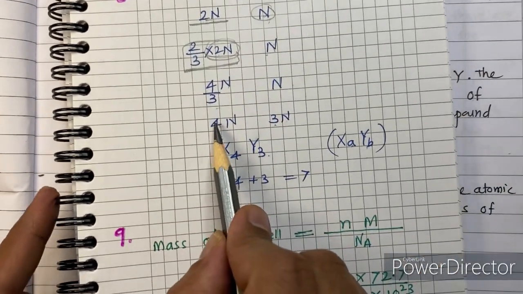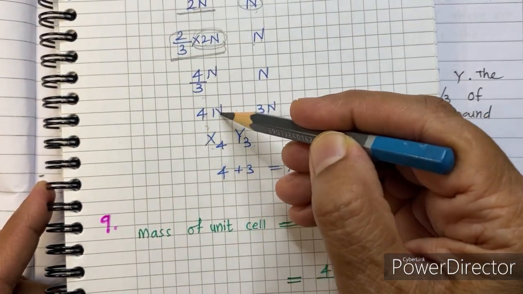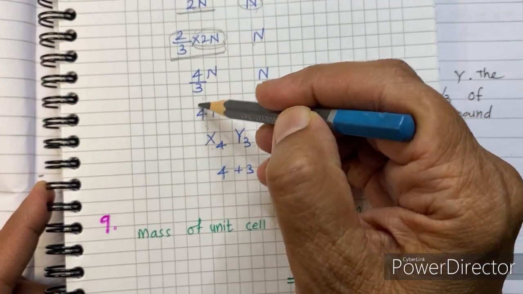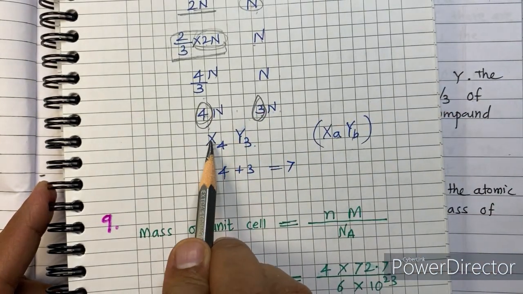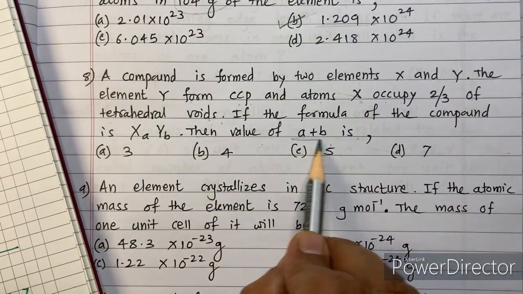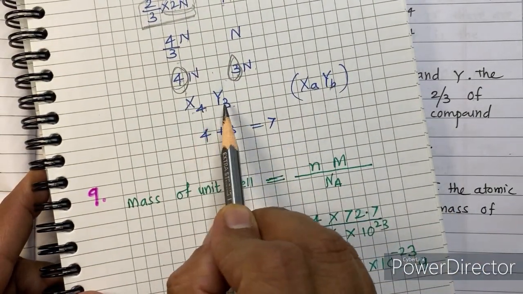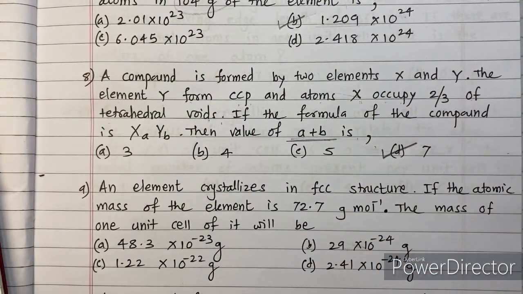Therefore X is 4n, Y is 3n, that is X is 4 and Y is 3, that is X4 Y3. And the question asked is the value of A plus B, this is A plus B, 4 plus 3 is 7, that is the answer, this one.